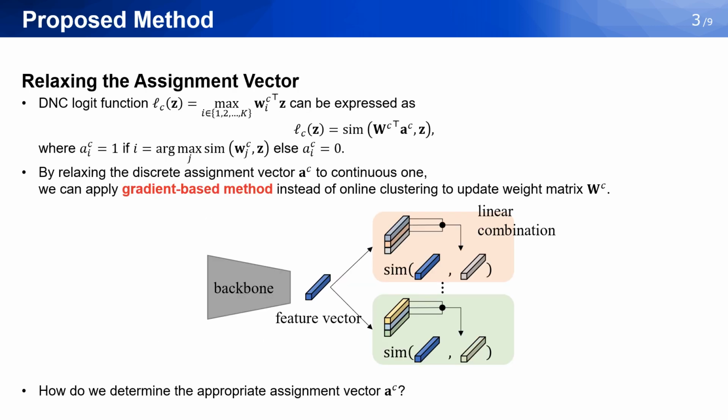To overcome these challenges, we replace subcentroids with a weight matrix to avoid online clustering. The DNC logit function can be expressed as the similarity between feature vector Z and WA, where W is a weight matrix and A is a discrete assignment vector. By relaxing the discrete assignment vector to a continuous one, we can apply a gradient-based method instead of online clustering to update the weight matrix. Then, how do we determine the appropriate assignment vector?